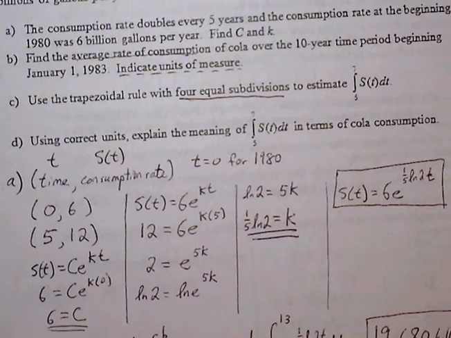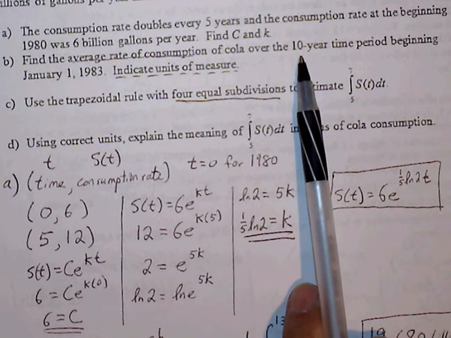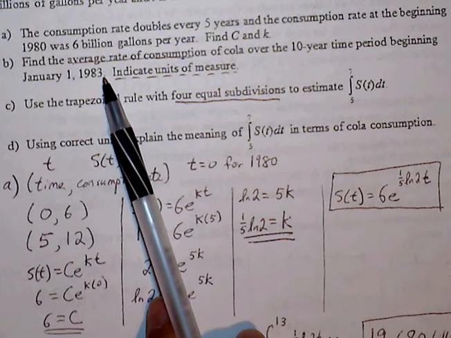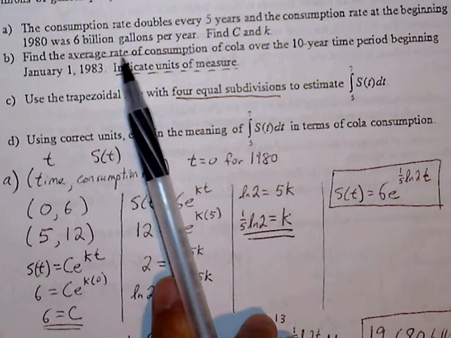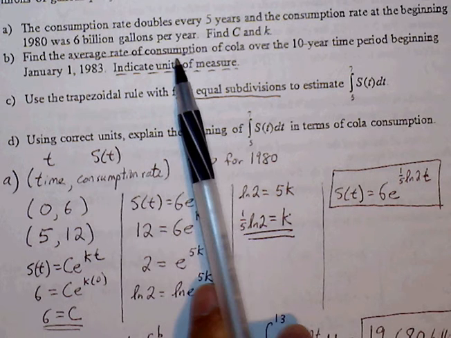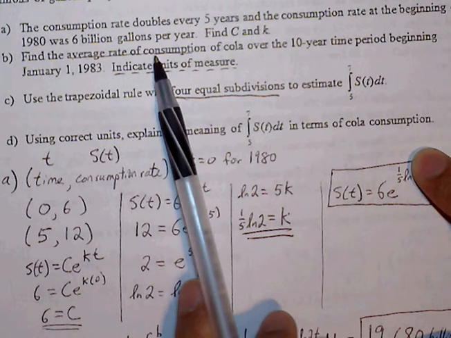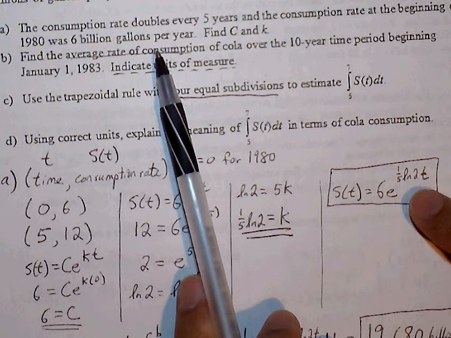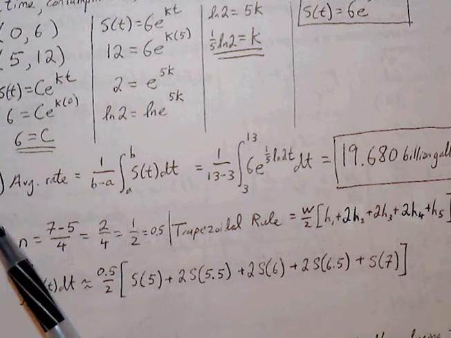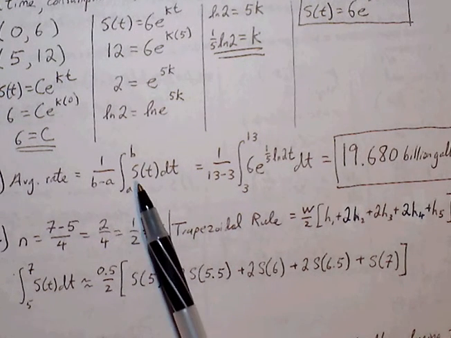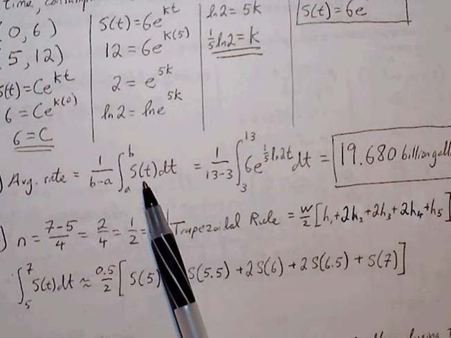Okay, part B: find the average rate of consumption of cola over the 10-year time period beginning in 1983. That means the 10-year period will be from 1983 to 1993. If we want to find the average rate of consumption, we have the consumption rate equation given by S of t. To find the average rate of this function, we're going to have to find the definite integral and go through the average value theorem. To recall, the average value theorem is 1 over b minus a, times the definite integral from a to b of our function, in this case our consumption rate function.